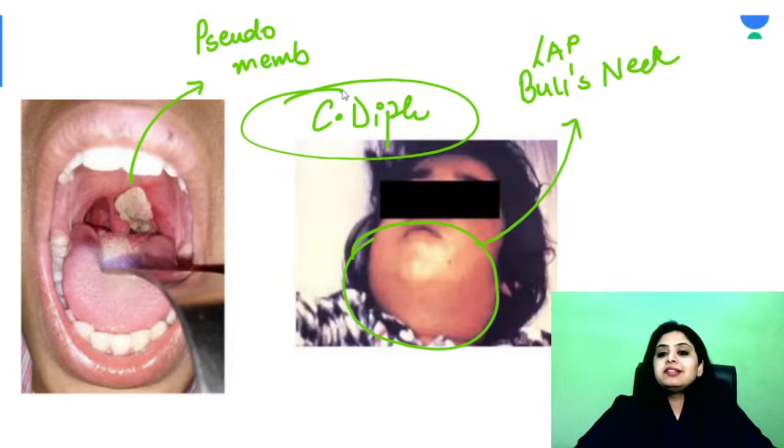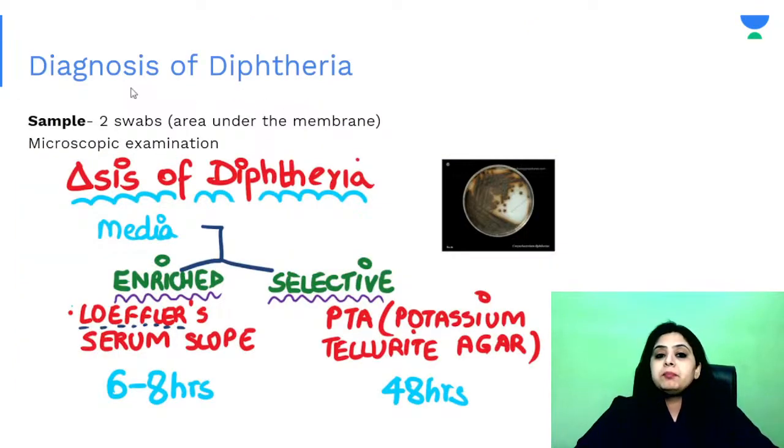So now what will you do? Where will you take the sample from? Either I can take an FNAC sample from the lymph node, or I can take a sample from this membrane. Guys, where do you take the sample? From the membrane or from beneath the membrane? Where are you going to take the sample from? We are going to take the sample from the area under the membrane.